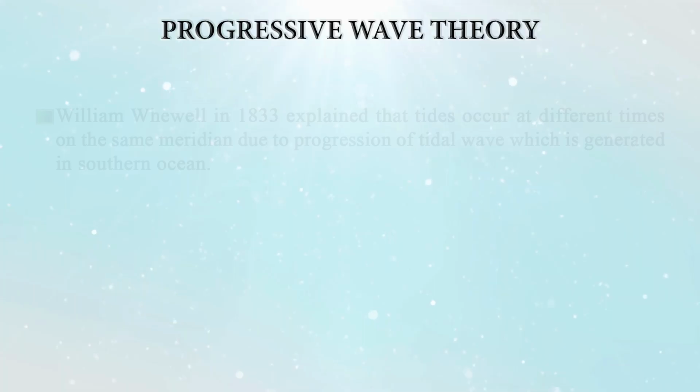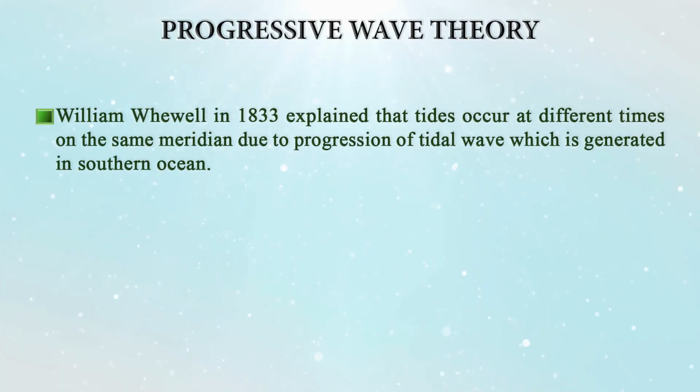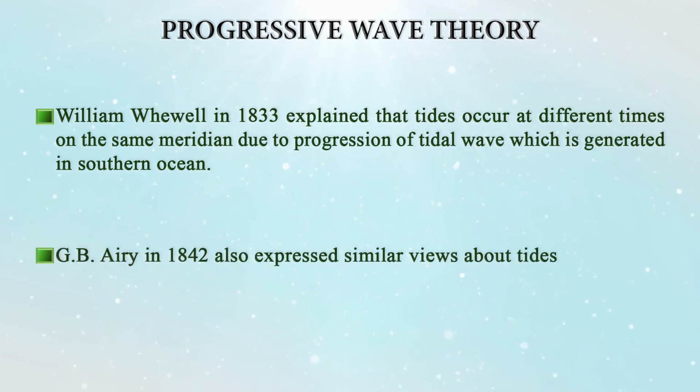Now another theory which happened to be more promising in explaining the origin of tides was the progressive wave theory, which was given by William Whewell in 1833 and G.B. Airy in 1842 also expressed similar views about tides, and his theory was known as canal theory.